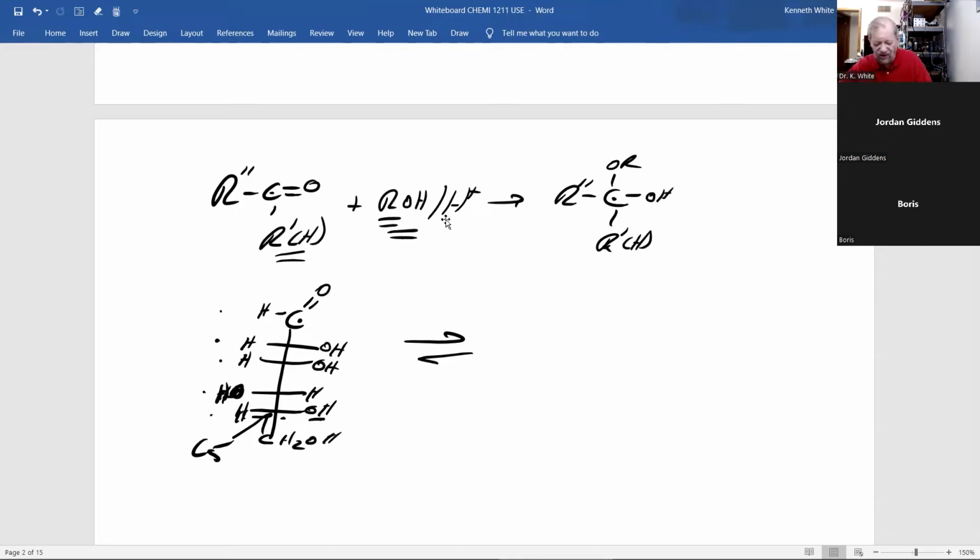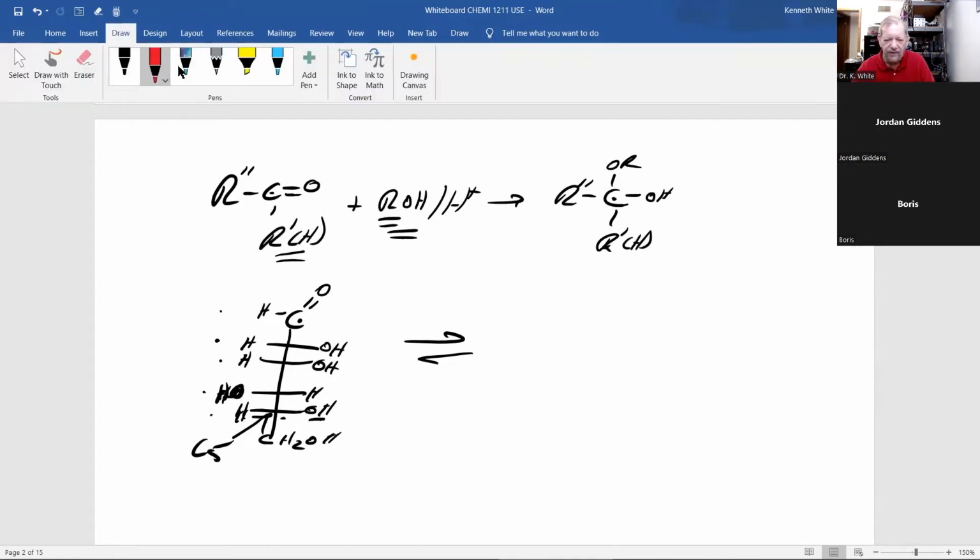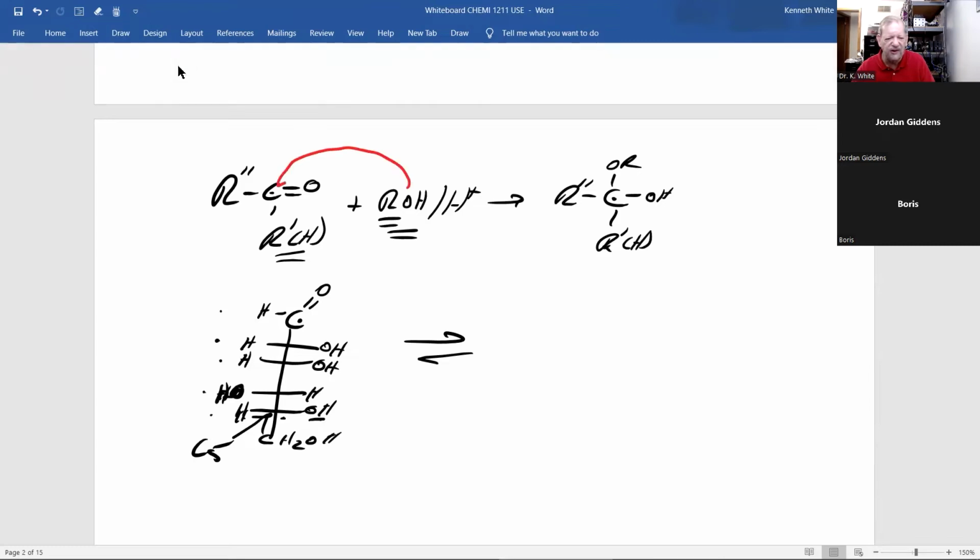Now, let's look at the top one in a little more detail. This oxygen comes here, bonds to this carbon, uses a hydrogen, it goes on this oxygen, and that's what happens. Well, if this oxygen attacks this, like up here, let's look at what happens.